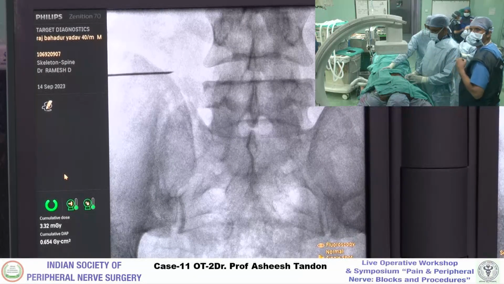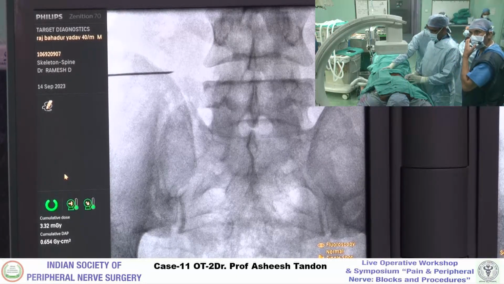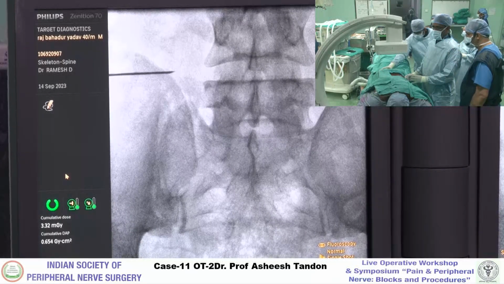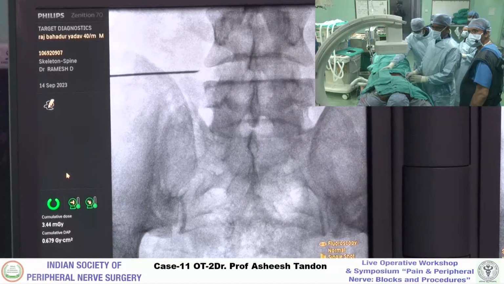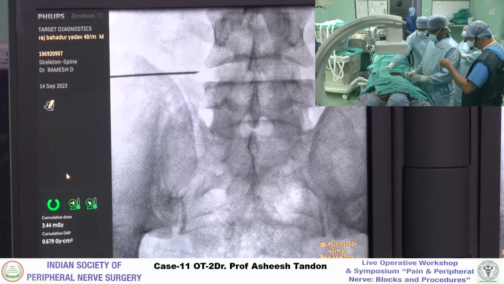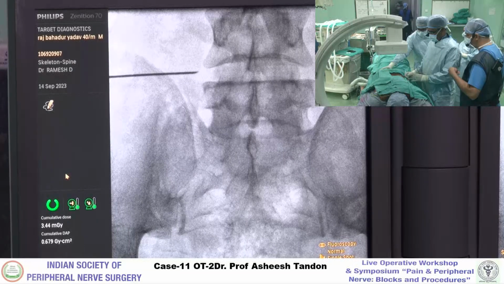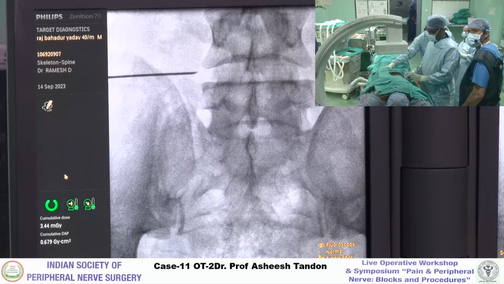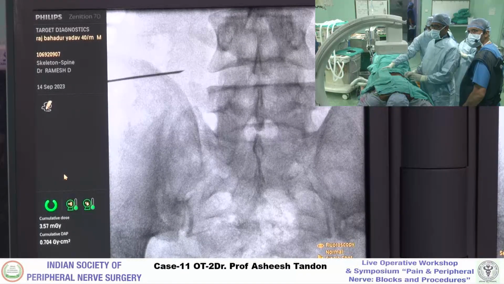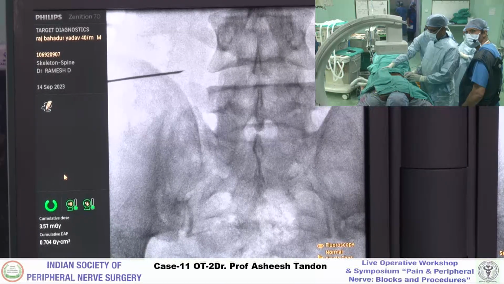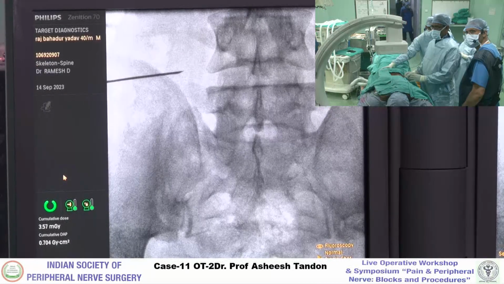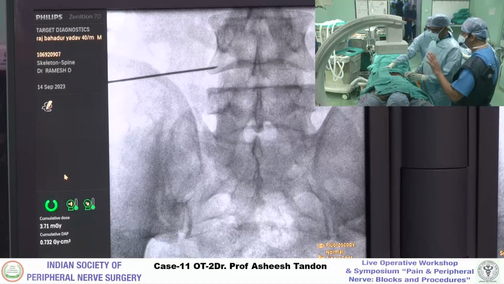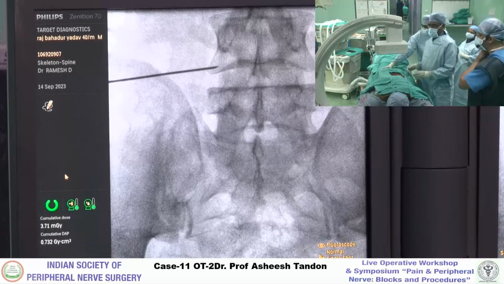Yeah, this is better. Okay, you have to go superior. Go a little superior. No, come out, otherwise you won't be able to place it. Go. Yeah, just wait here. Now let's not take up the other procedure, let's do a lateral first.